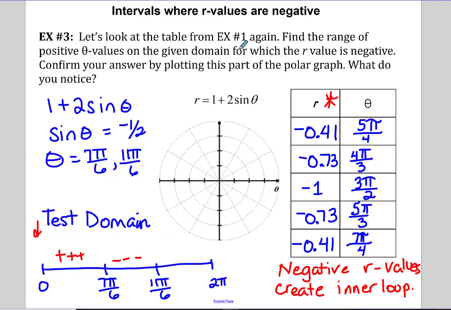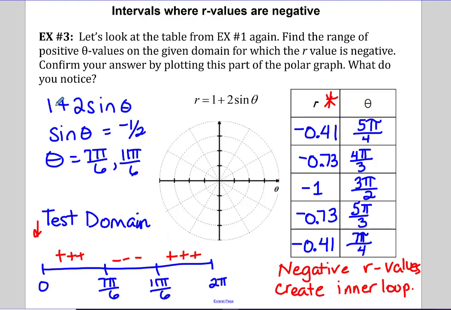So when we had 3 pi over 2, we had a negative 1. And then if we tested a number between 11 pi over 6 and 2 pi, you can get a positive value in there. Let's say we tested 11 pi over 6, that'd be tiny.